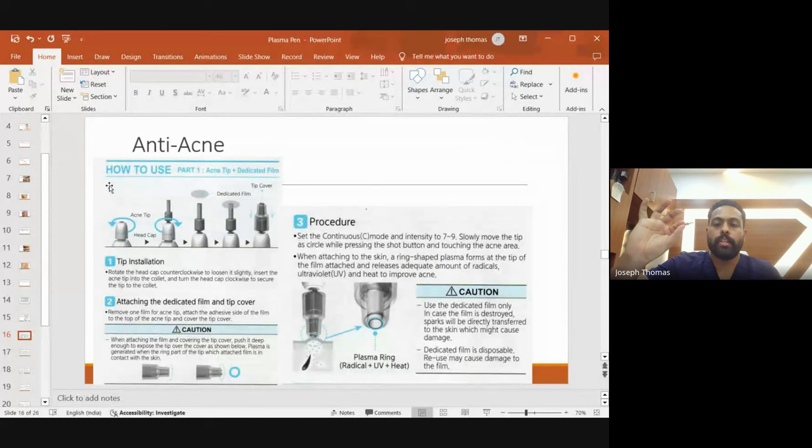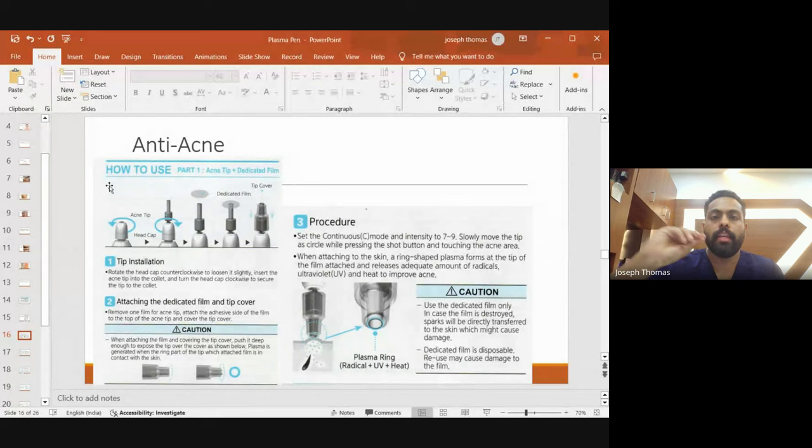That film is a consumable. Doctors, for those whom I have purchased and sent the machine, the film is not there in the box, because that film is a consumable. I'll tell you the cost, and it's not that expensive, but the film is a consumable.